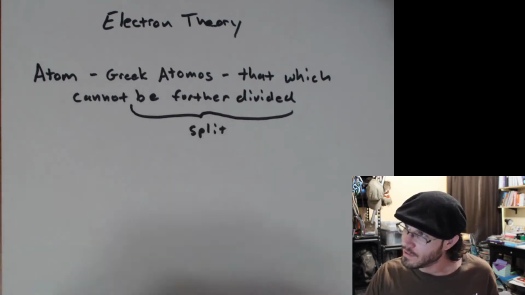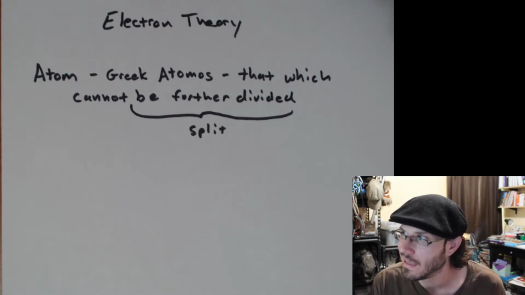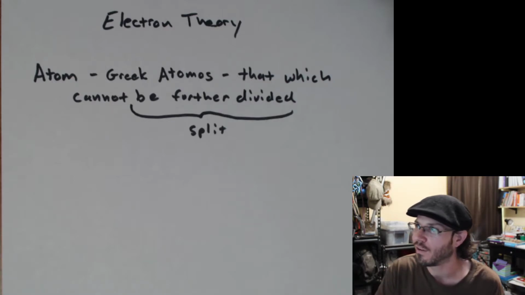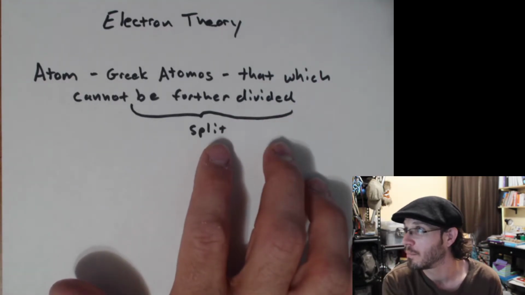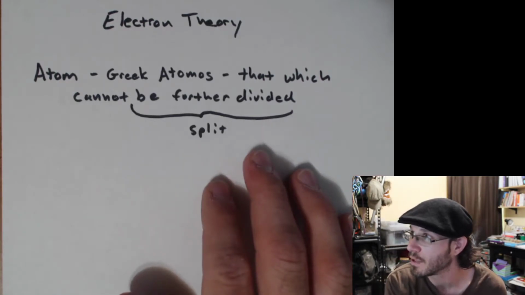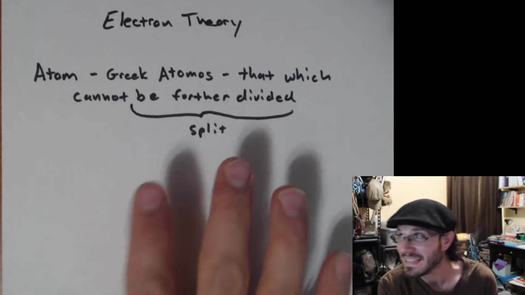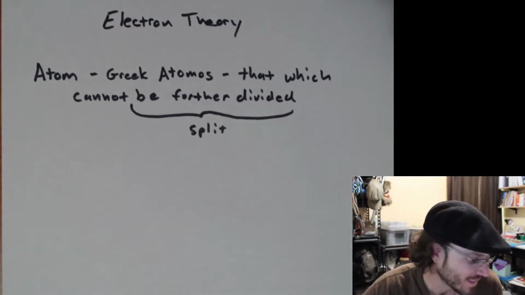Fast forward 2,500 years into the early 1900s, around 1913, turns out he was not far from the truth. Now, obviously, we know from atomic explosions, nuclear weapons, we know that you can split the atom. But that being said, not under normal situations, right?